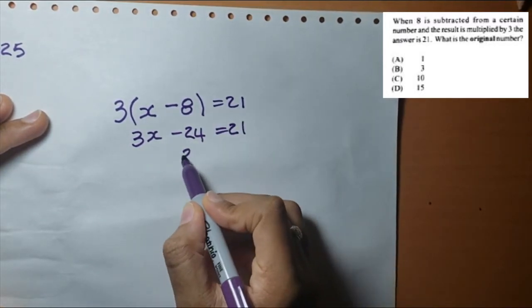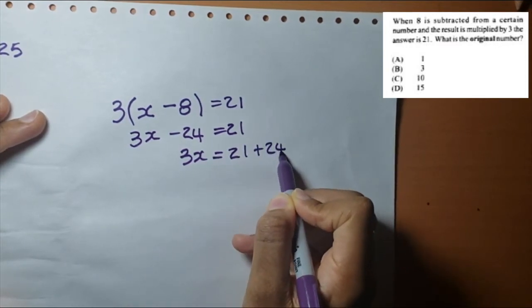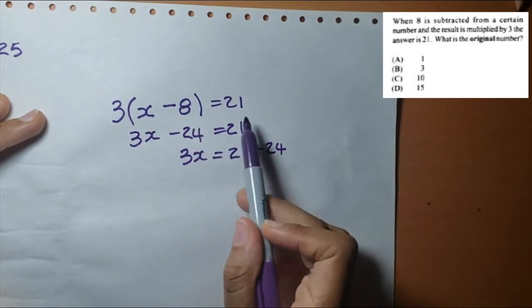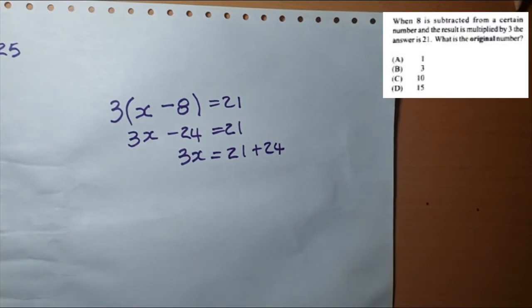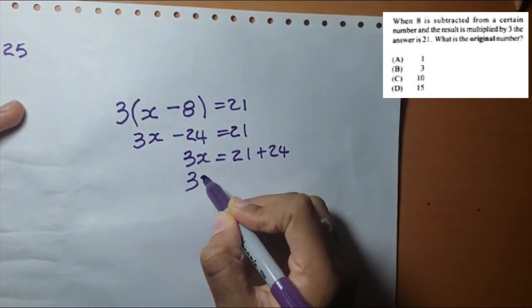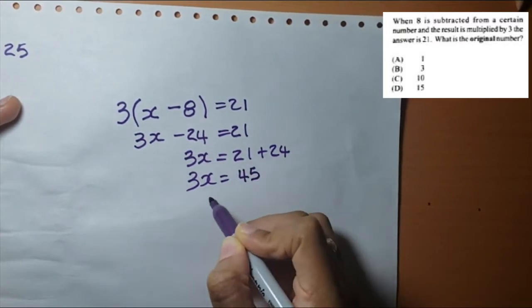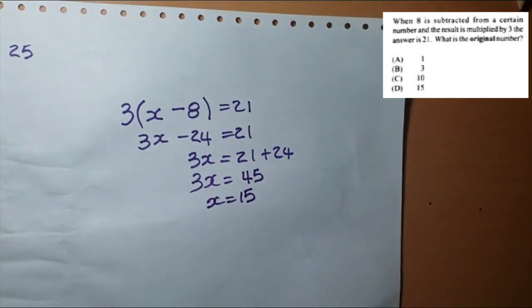Okay, so now we have 3x is equal to 21 plus 24. What happened was that we took the 24 over the equal sign and it turned into a positive 24. Or in more technical terms, we added 24 to both sides. That is 3x is equal to 45. x is equal to 15. So x is our original number.